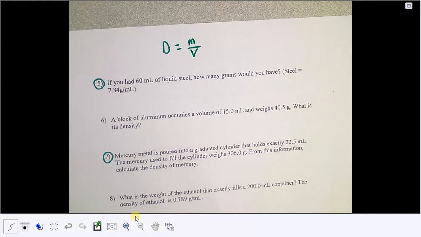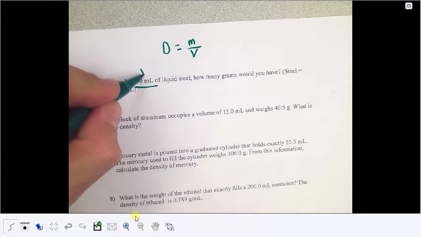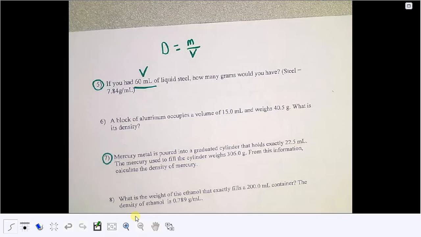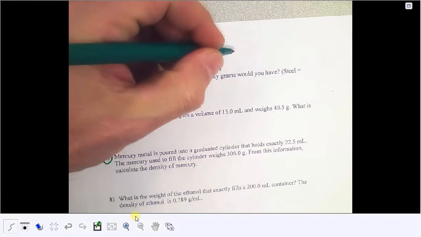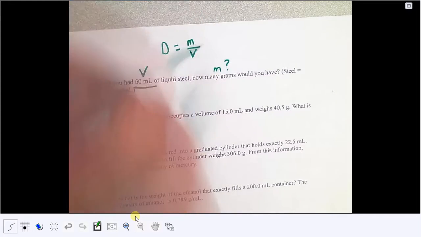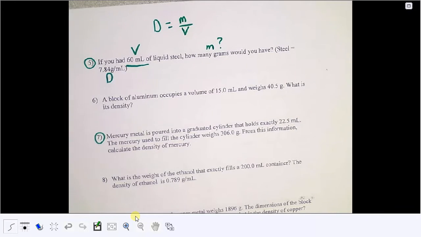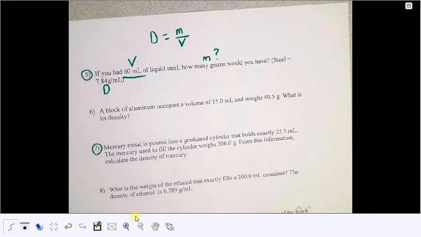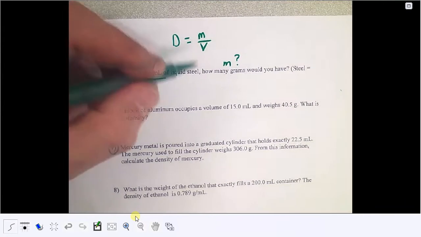Number 5 says if you have 60 milliliters of a liquid, they've given you the volume. How many grams? Grams is what they're looking for, so that's the mass, that's what we're trying to find. And then they give you the density. So if you have two of the three variables in an equation, you can solve for the third very easily using your math skills. So let's do that real quick.